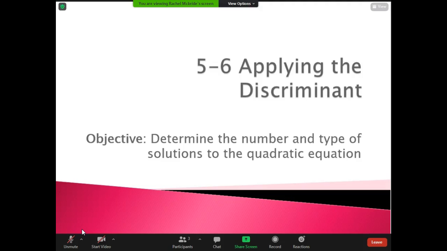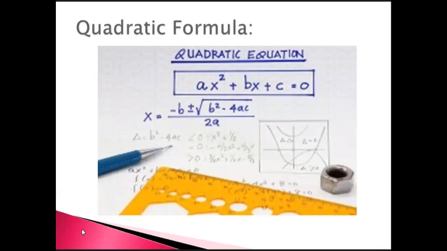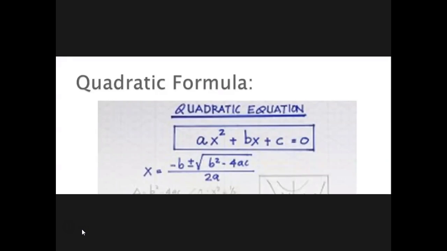All right, so the objective is to determine three things. You want to determine the value of the discriminant. After you determine the value of the discriminant, you're going to determine the number and type of solutions to the equation. Tomorrow, we're going to find the actual solutions to the equation. Today, we are just determining the number and type. Tomorrow, we're going to learn the quadratic formula. The quadratic formula will give you the actual solutions.